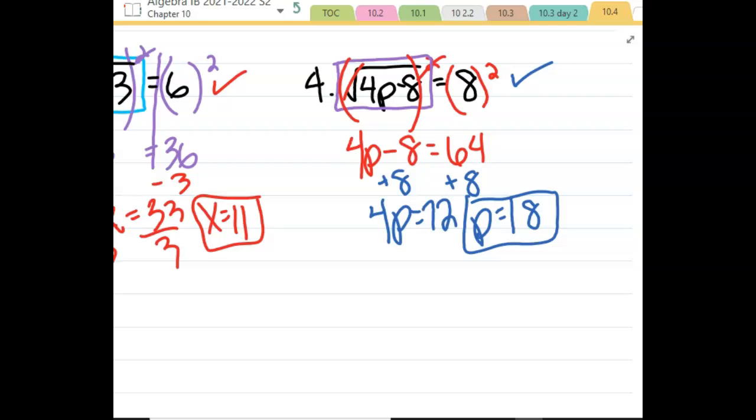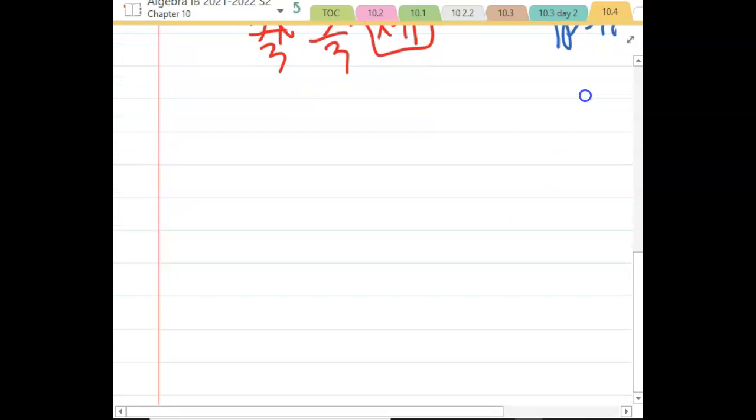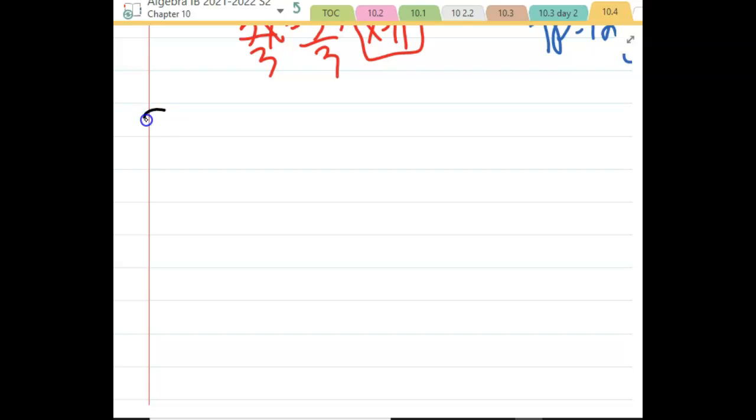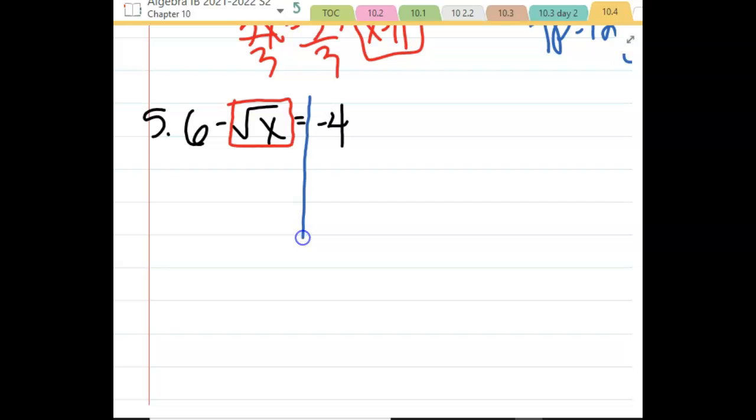Okay, just a couple more. Alright, number 5. 6 minus the square root of x equals negative 4. Alright, so remember, the radical, the square root, and anything underneath it is what needs to be isolated. That needs to be the only thing on that side of the equal sign. Is that the case here? No. And I've got a couple of things.